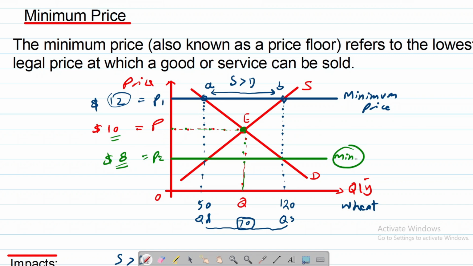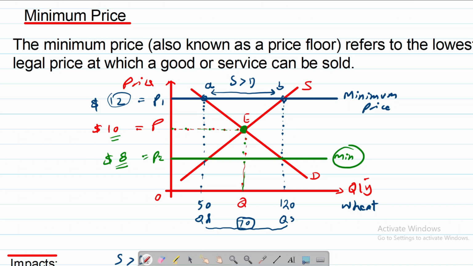So minimum price below equilibrium is ineffective. It doesn't cause any kind of surplus, any kind of shortage. It does not affect equilibrium market price, equilibrium market quantity, or consumer surplus, producer surplus, or any other economic indicator, because it will move back automatically to the equilibrium position.